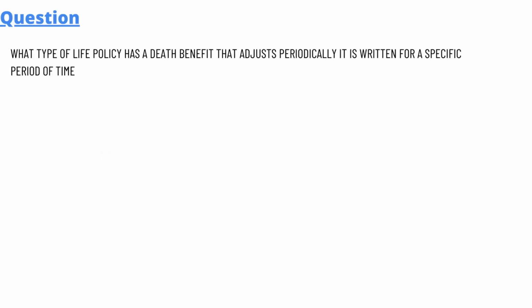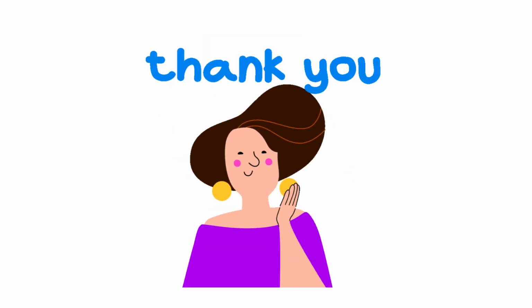So our today's question which we'll be discussing is, what type of life policy has a death benefit that adjusts periodically? It is written for a specific period of time, and the answer of the question is decreasing term. So that's the answer.